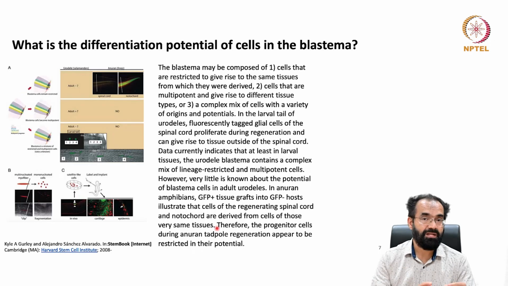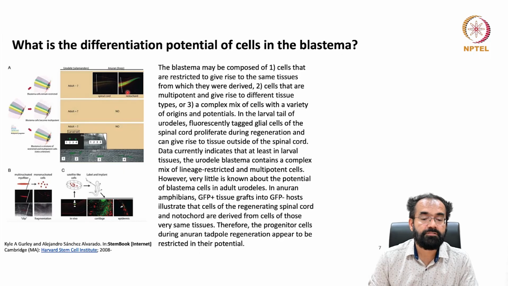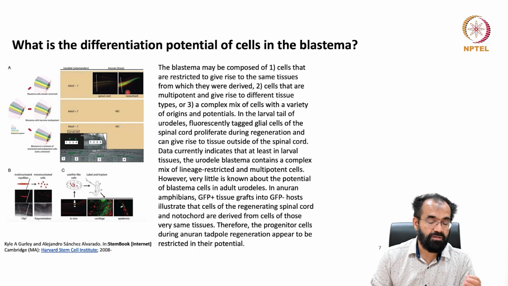But in larvae it can be different. Larvae can give rise to a mix of other tissues also. Spinal cord derived cell can give rise to other cell types also. Therefore, the progenitor cells during anuran tadpole regeneration appear to be restricted in their potential. Like you can see here, blastema cells, once you mark them, they specifically give rise to that particular cell type from where they have originated.